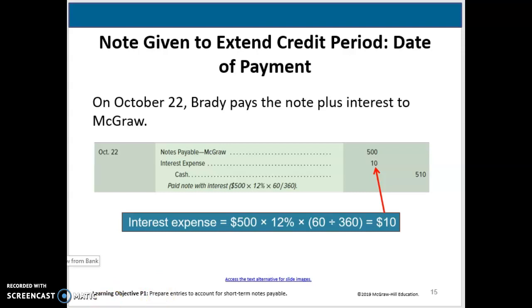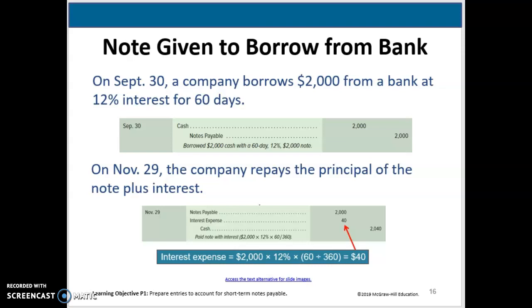All right, the next scenario is when we have a note that we signed with the bank. So it's September 30th. A company borrows $2,000 from a bank at 12% interest for 60 days. And we're going to record that liability by debiting cash for the $2,000 that we received and crediting notes payable for the $2,000 that we owe now. When it's time to pay it at the end of that 60 days, just like the notes payable that we had switched over from accounts payable, we're going to have interest expense we have to recognize, and that adds to the total cash we're paying out.